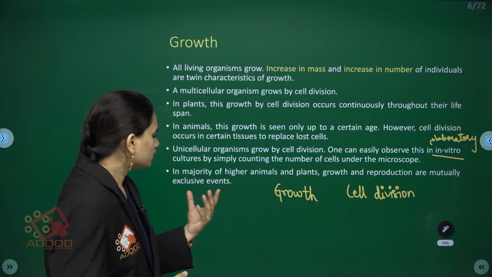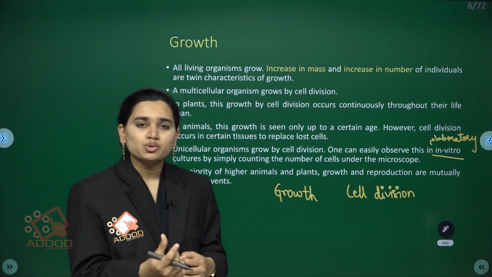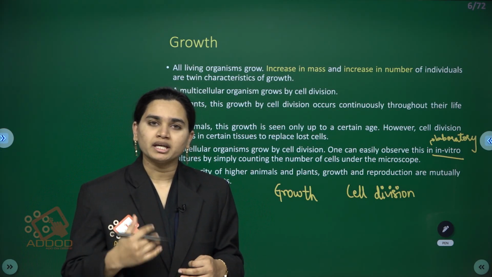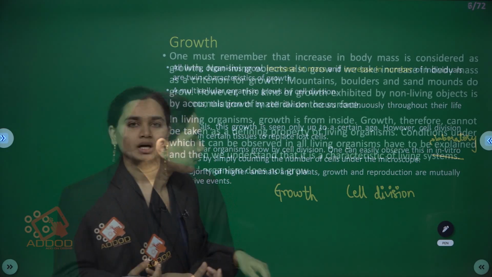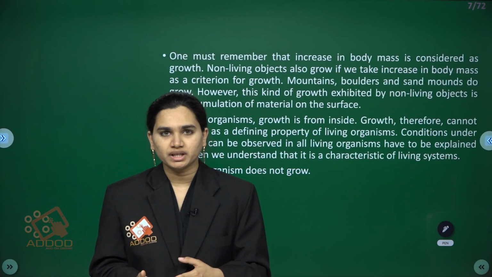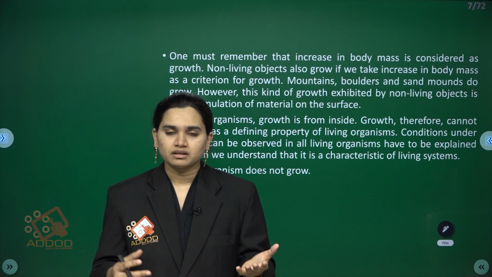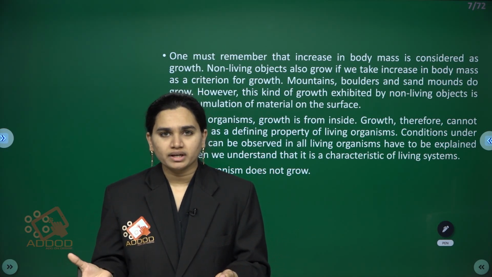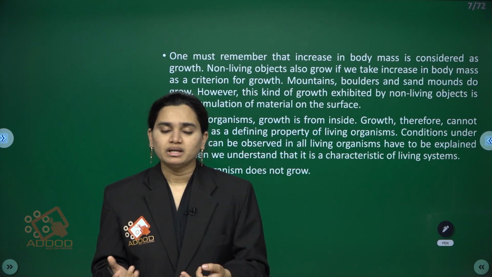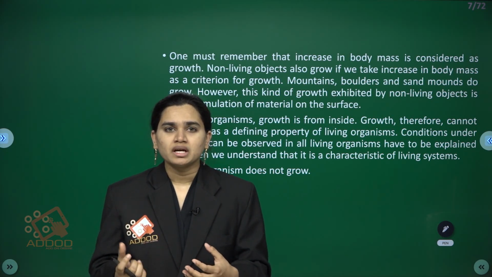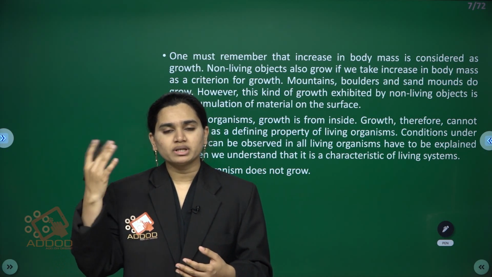So in the majority of plants and animals, growth and reproduction are mutually exclusive events. That is true for higher plants and animals. If we are taking up higher plants and animals, we can say that growth and reproduction are exclusive features of these organisms. So that we have seen, where there was an increase in the number of individuals. Now, growth also accounts for an increase in mass of an individual. When we see living and non-living organisms, even non-living objects have an increase in mass. So can you call it growth? For example, mountains, boulders or sand mounds also increase in their mass. If there is much rain or something, their mass keeps on increasing.